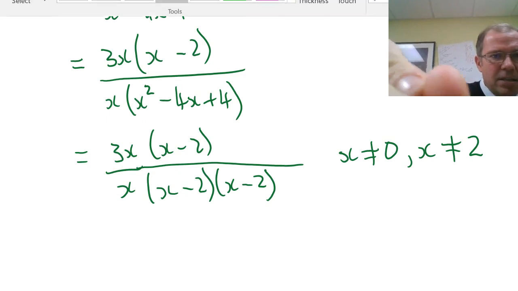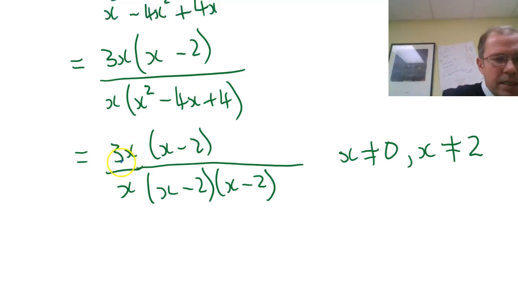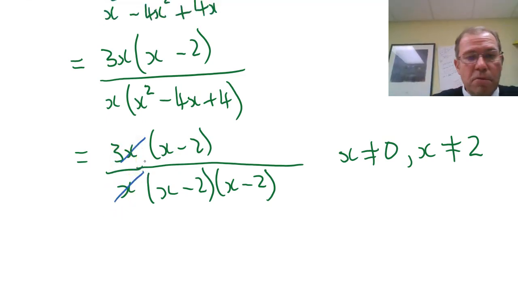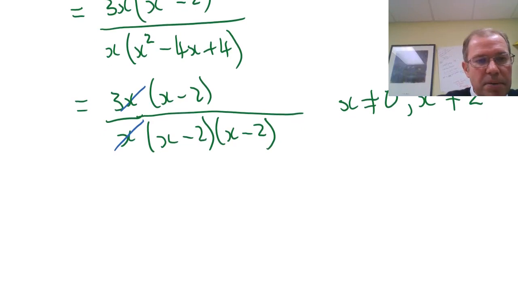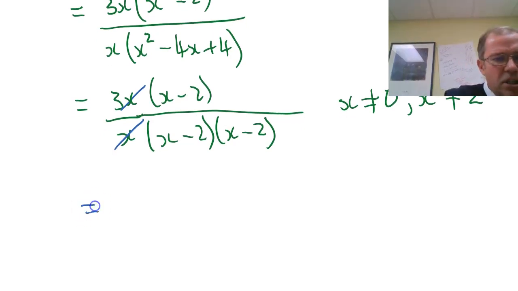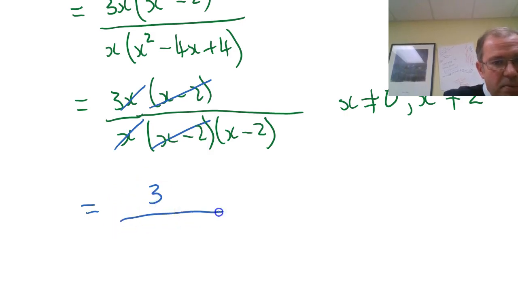So if I cancel the x's here, we can see that we've got a removable discontinuity, or a hole. I like the word removable discontinuity though, because it removes it completely. So I'm saying this function is equivalent to x minus 2 over x minus 2 times the 3 on the top, because I can remove the x. I can also remove the x minus 2's here. So I get a 3 on the top, and on the bottom I get an x minus 2.